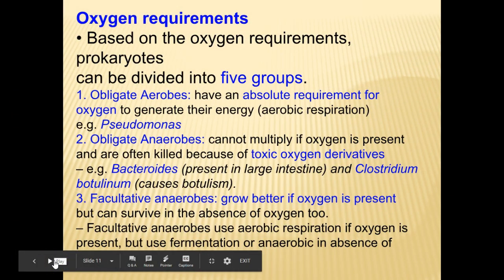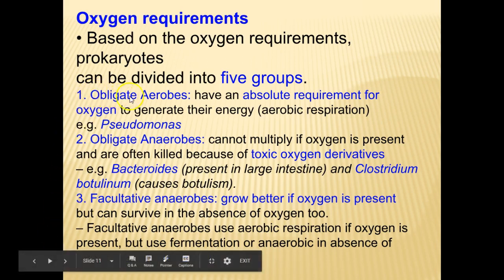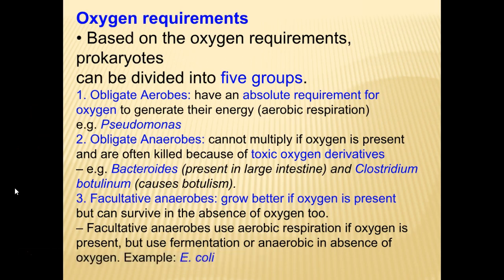Based on oxygen requirements, the prokaryotic organisms can be divided up into 5 different groups. There are those that are considered obligate aerobes, and I want you to think about what the word obligate actually means, right? If something is obligated to do something, they have to do it, right? An obligate aerobe has an absolute requirement for oxygen to generate their energy because they use aerobic respiration. So one example is the genus Pseudomonas.